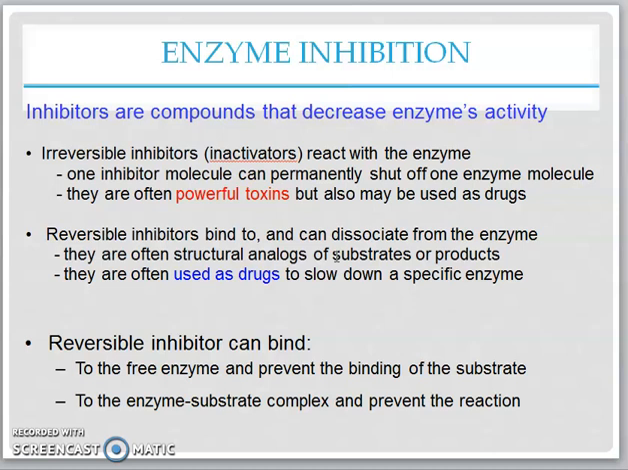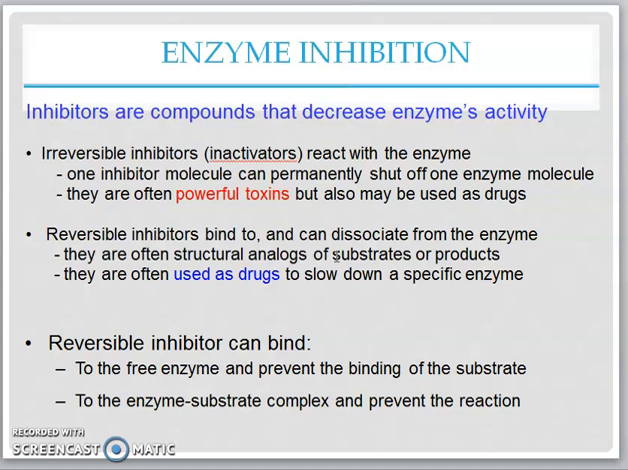For reversible, the reversible inhibitor binds to and can dissociate from the enzyme. They are often structural analogs of the enzyme substrate or products and are used as a drug to slow down a specific enzyme. This type of reversible inhibitor is always used in inhibition reactions or studies.